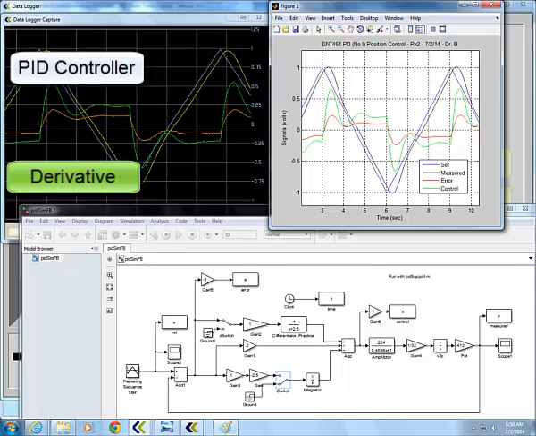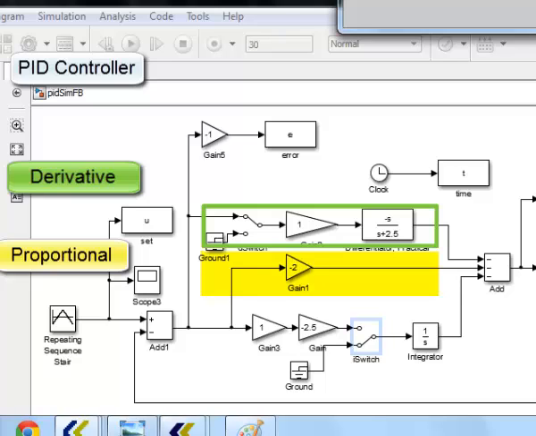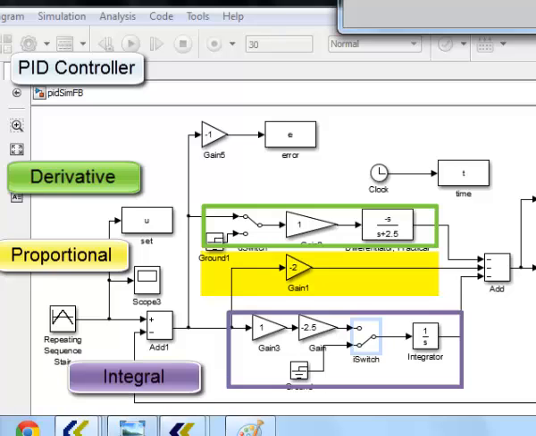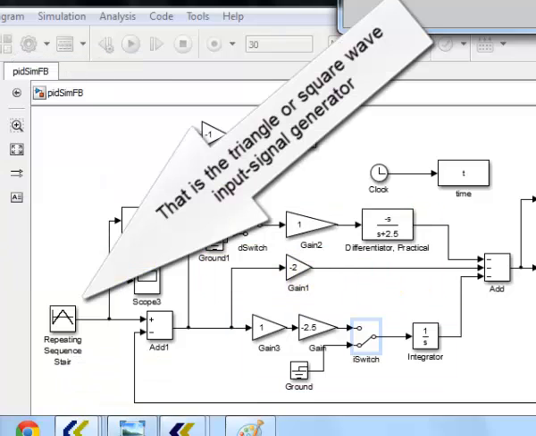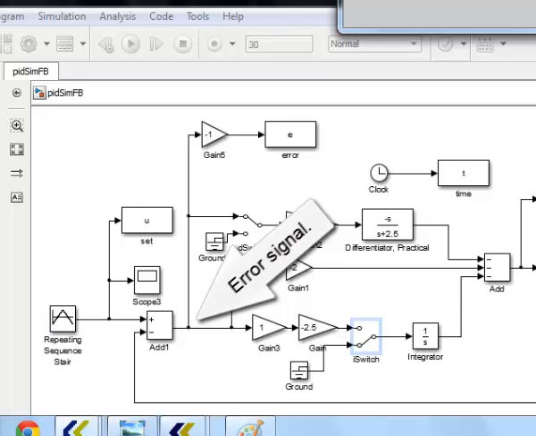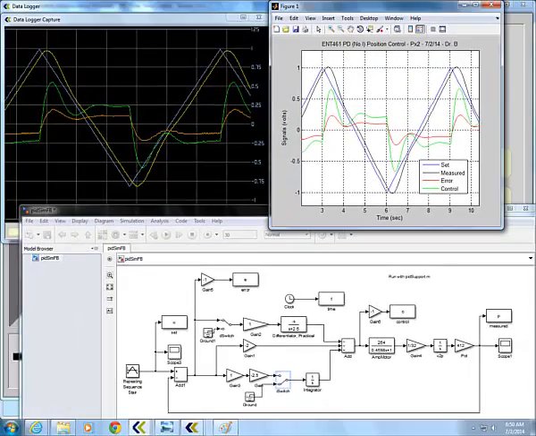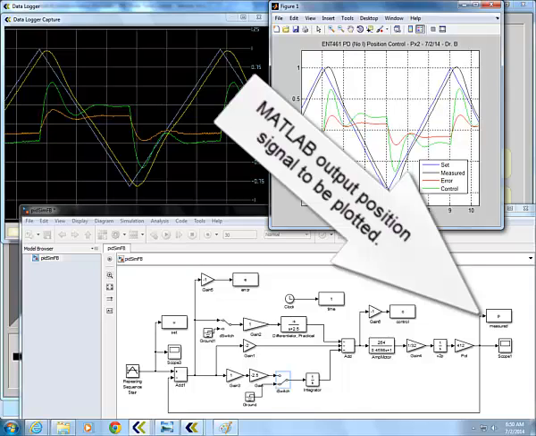PID controller has a derivative component, proportional component, and an integral component. That's the triangle or square wave input signal generator. That's the summing junction that subtracts the output voltage from the input reference voltage and produces the error signal. That's the MATLAB error variable to be plotted. That's the MATLAB output position signal to be plotted.